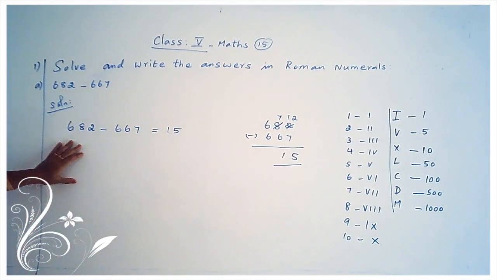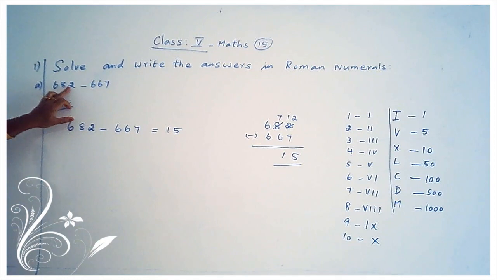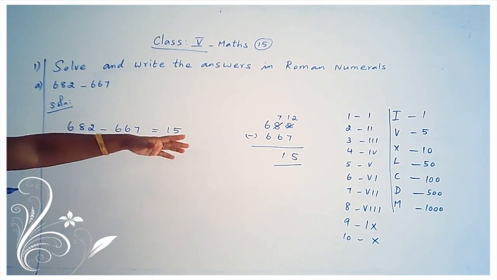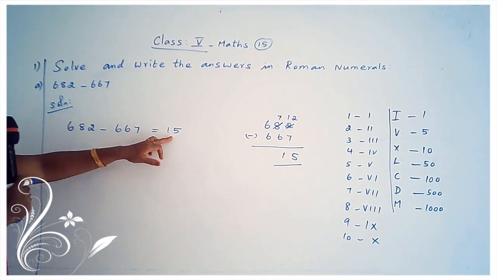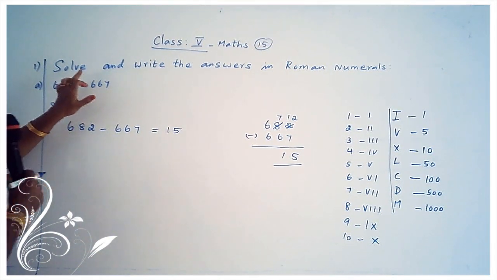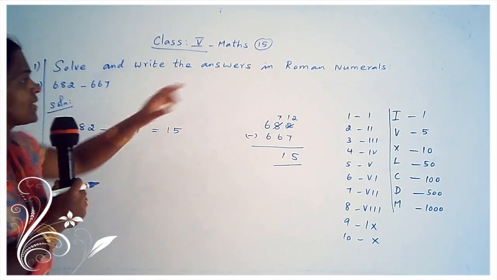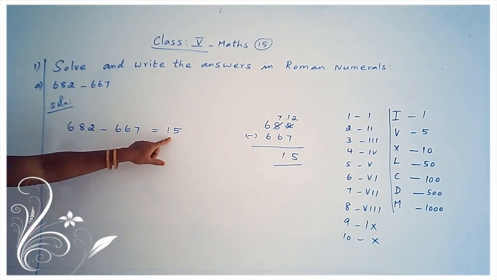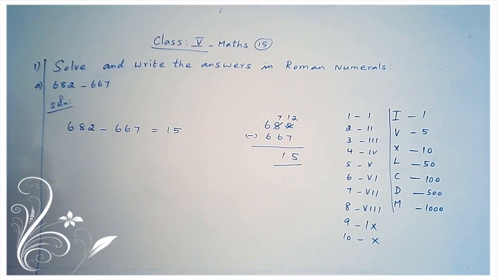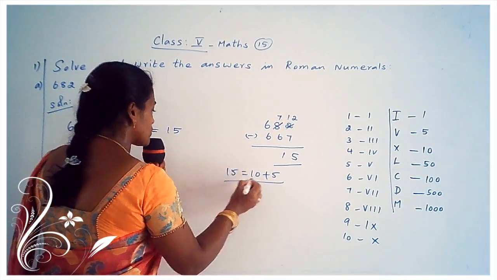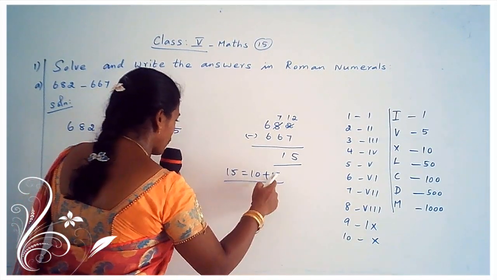Okay children, first of all we find the value of 682 minus 667. Now you subtract, what's the value? 15. Now you write the answer in Roman numerals. Your answer is 15. Now you convert 15 into Roman numerals. So 15 can be written as 10 plus 5. So here 10 means X, 5 means V.